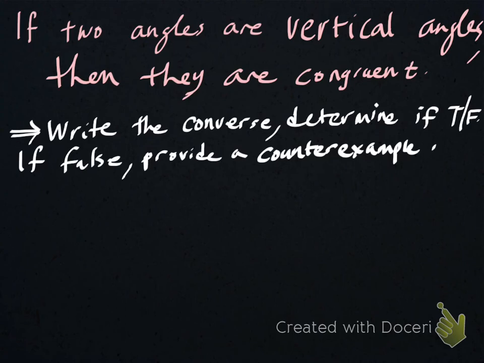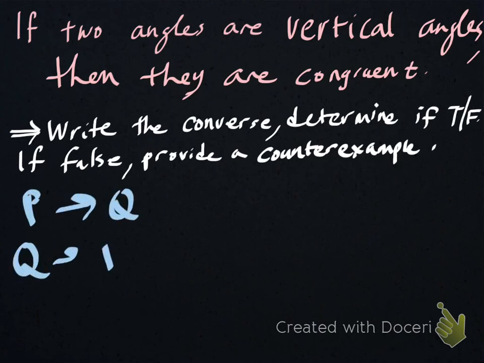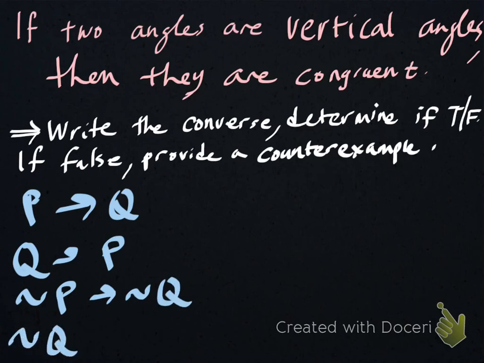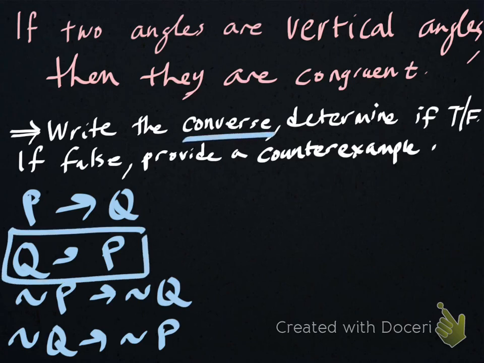So remember, there's basically four formats that we've learned, just to review. We've learned four orders, you might say, of conditional statements. You have the original, which comes as P implies Q. You have the converse, which is Q implies P. You have the inverse, which is not P implies not Q. And you have the contrapositive, which is not Q implies not P. And since you want the converse, this is the one that's called the converse.